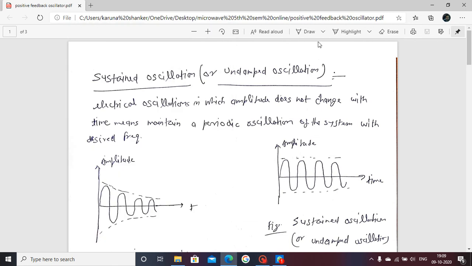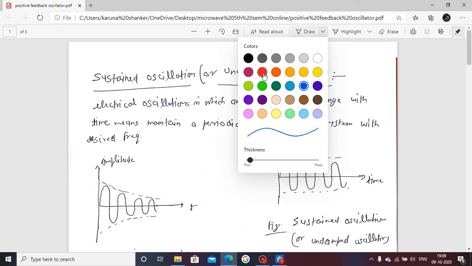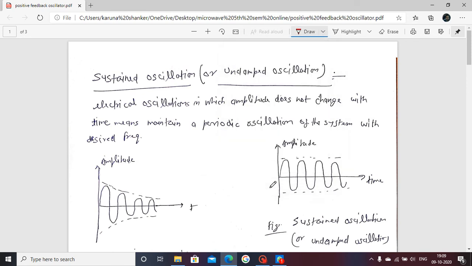Our next topic is sustained oscillation. Next we see the positive feedback op-amp as an oscillator. To see here what sustained oscillation is, it is also called an undamped oscillation.